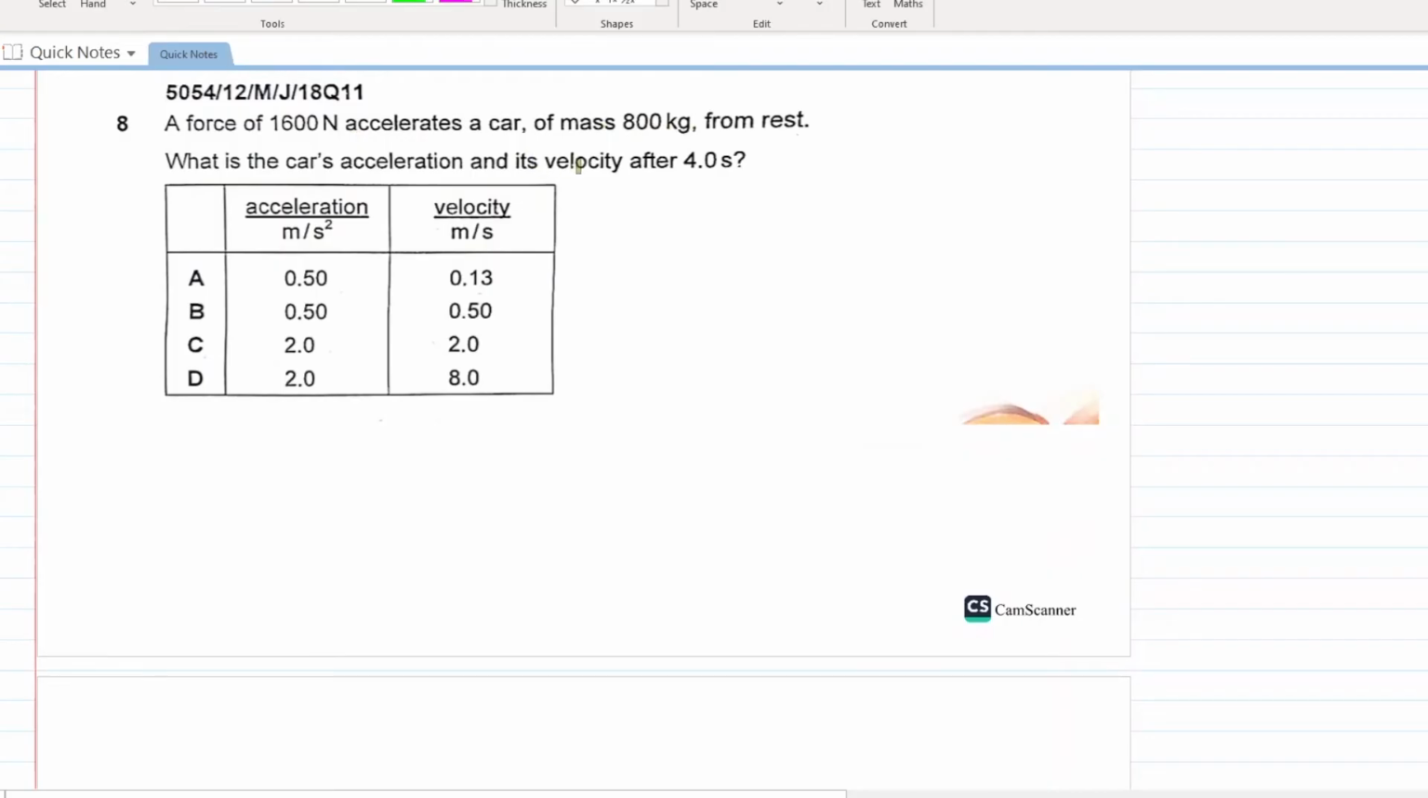A force of 1600 Newton accelerates a car of this mass from rest. What is the car's acceleration and its velocity after 4 seconds? So you have the force, you have the mass. Can you calculate the acceleration? Yes. F is equal to ma. Your force is 1600. Your mass is 800. Acceleration will be equal to what? 1600 divided by 800 is equal to 2 ms^-2.